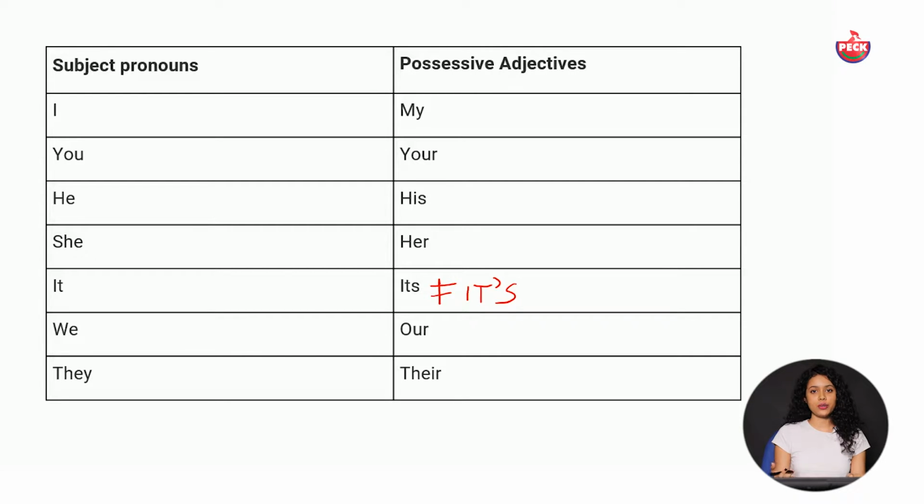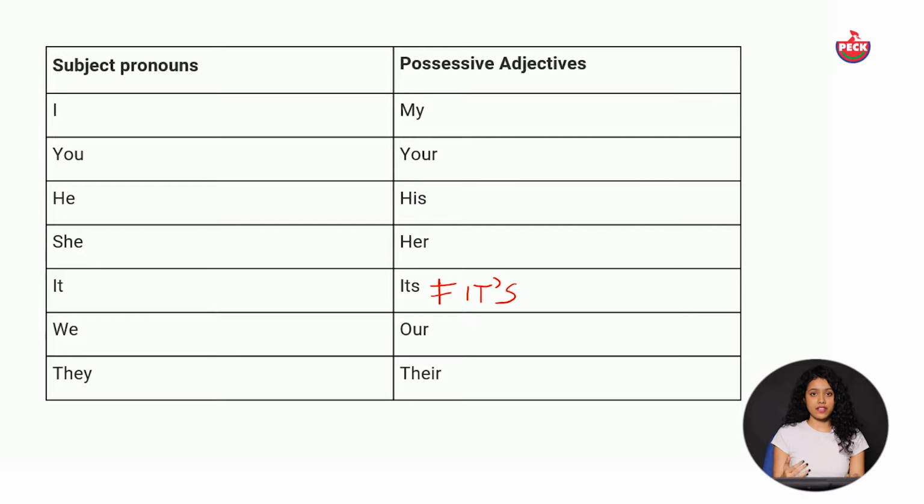Now our is used in case of a plural subject. For example, if something belongs to me and someone else, we say our. For example, Tom and I have a car. So we have a car. This is our car. Now, if you're talking about something that belongs to a group of other people, you say their. They have a house. It is their house.